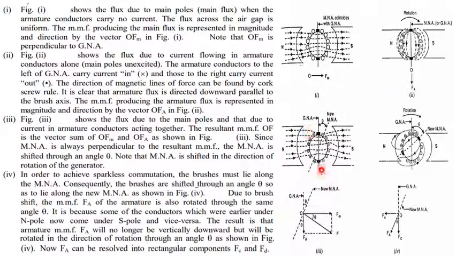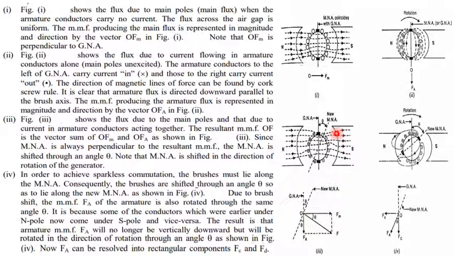Now the third case is where both the fluxes act together. This figure shows the flux due to the main poles and that due to the armature conductors, both acting together here. Now what might be the resultant MMF? The armature flux acts in the downward direction and the main flux acts in this direction. So both fluxes are acting here. What might be the resultant force, or resultant MMF?